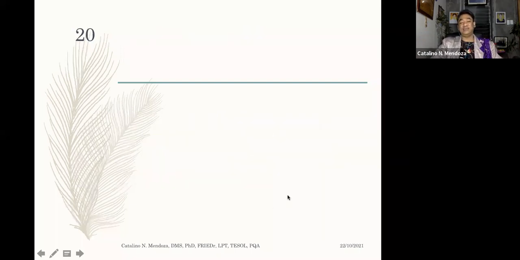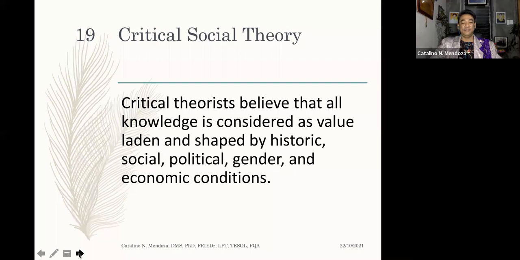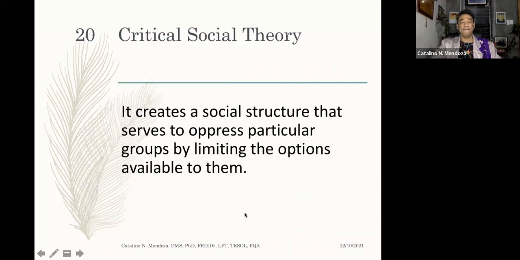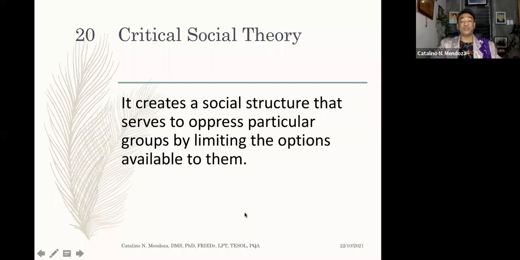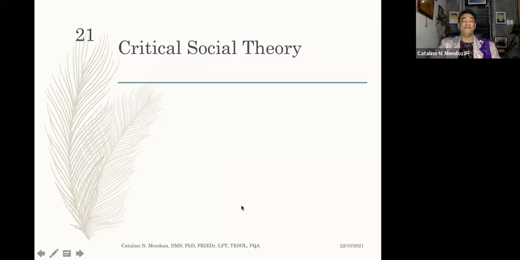So the next one is, it creates structures that serve to oppress particular groups by limiting the options available to them. So that is why there are a lot of people who keep on coming out from the closet to be able to voice out what they have experienced and to share sentiments across members of a society.